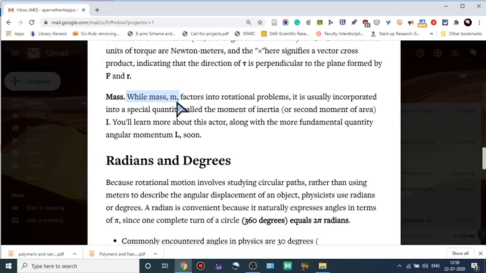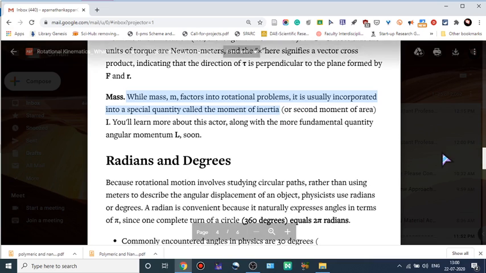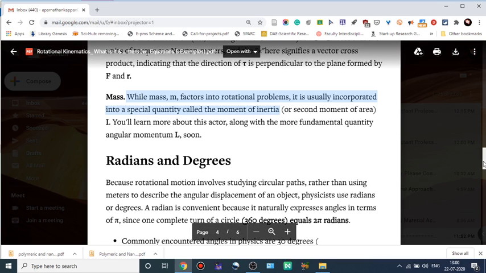Mass in rotational motion is replaced by the concept of moment of inertia. Moment of inertia depends on the square of the distance and is directly proportional to the mass. If mass increases, moment of inertia increases, and if the distance increases, the moment of inertia also increases.